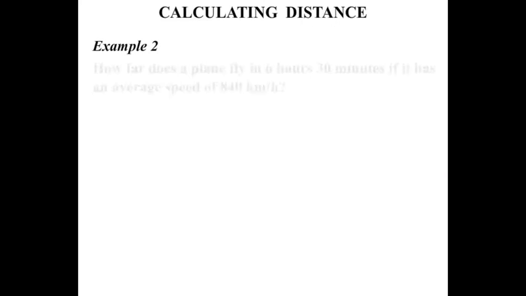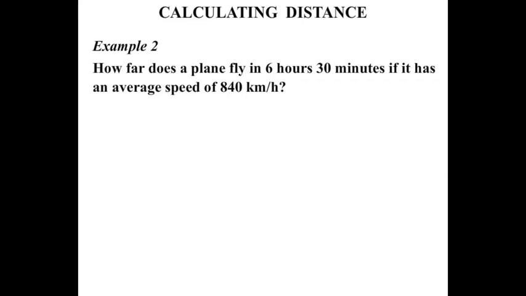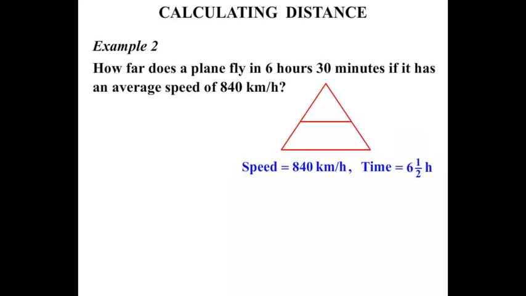Example 2. How far does a plane fly in 6 hours 30 minutes if it has an average speed of 840 kilometers per hour? Well, the average speed is given. Let's write that down. And the time is 6 hours 30 minutes. We'll write that as being the time is 6.5 hours. Now again, our diagram. Up the top, D for distance, then we have S for speed, T for time, and we need to multiply down the bottom there.